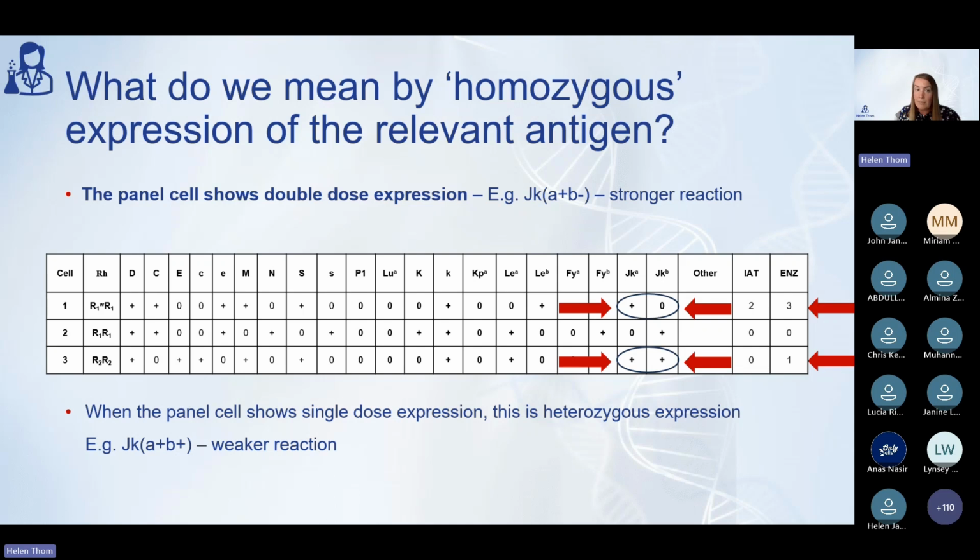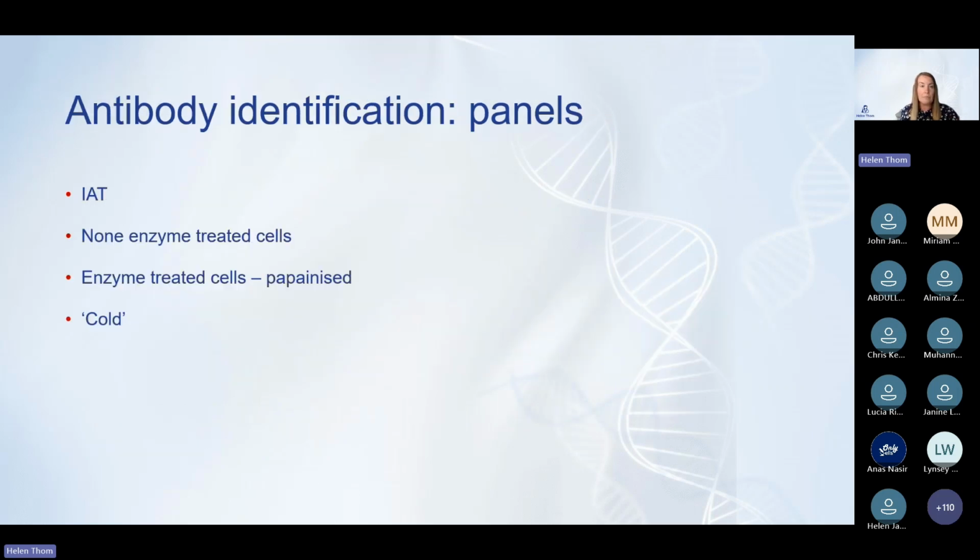But what is a single dose cell? So the single dose cell, you can see on the bottom there, these are what we call heterozygous. And what this means is it's got 1 copy of JKA and 1 copy of JKB. So it's only a single dose of JKA. So you can actually get weaker expression. And this is really helpful when you're looking for your antibodies. If you have weaker reactions when you're doing your grading, then you can see the difference from homozygous expression. So if you got a 2+ reaction by IAT on the top, and on the bottom line it's actually only picked up in enzyme, that's a useful tool to help you identify antibodies as well.